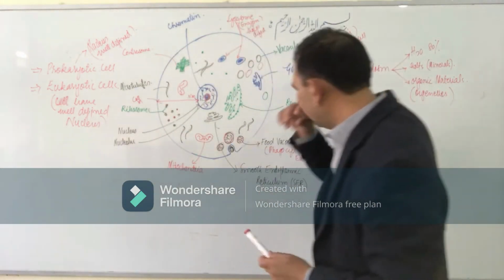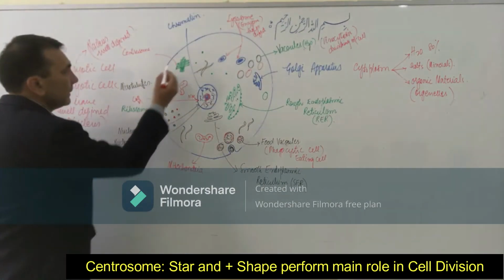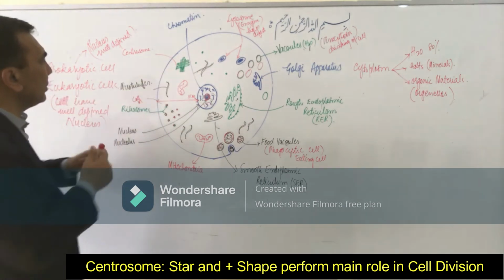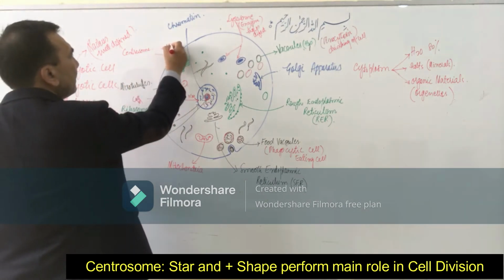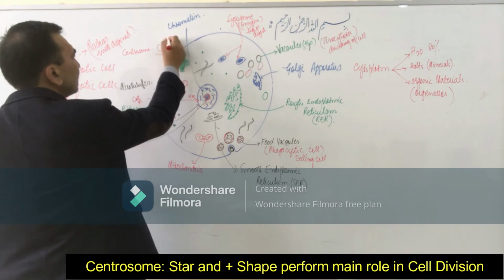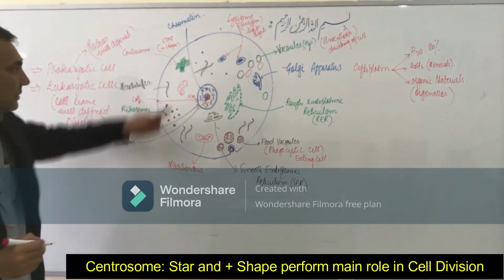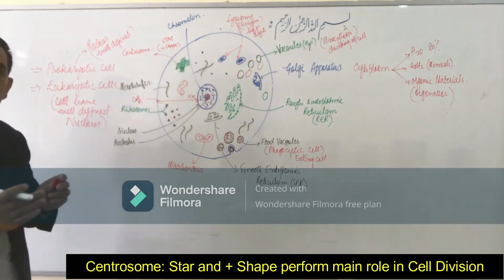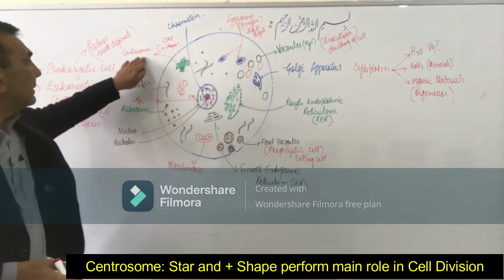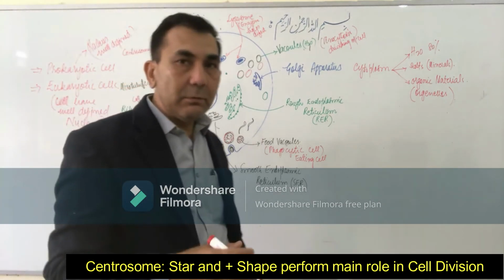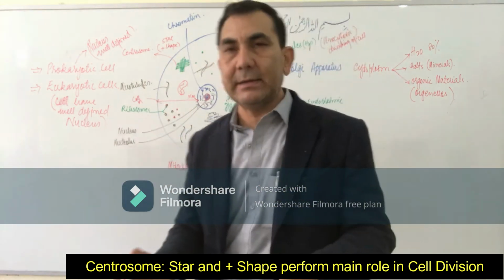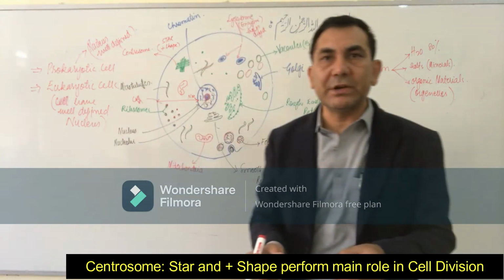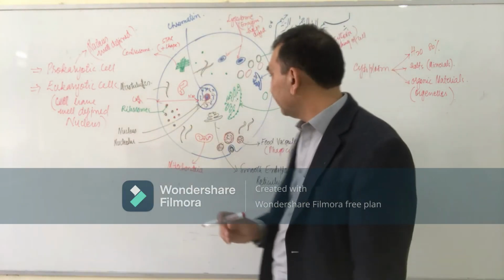Okay. Now, if you look over here, there is a star-like structure which is plus in shape. This star-like structure, which gives the shape of a plus sign, is called the centrosome. We will discuss in more detail in the next lecture what the function of the centrosome is. But the main function of the centrosome is that it helps in cell division.